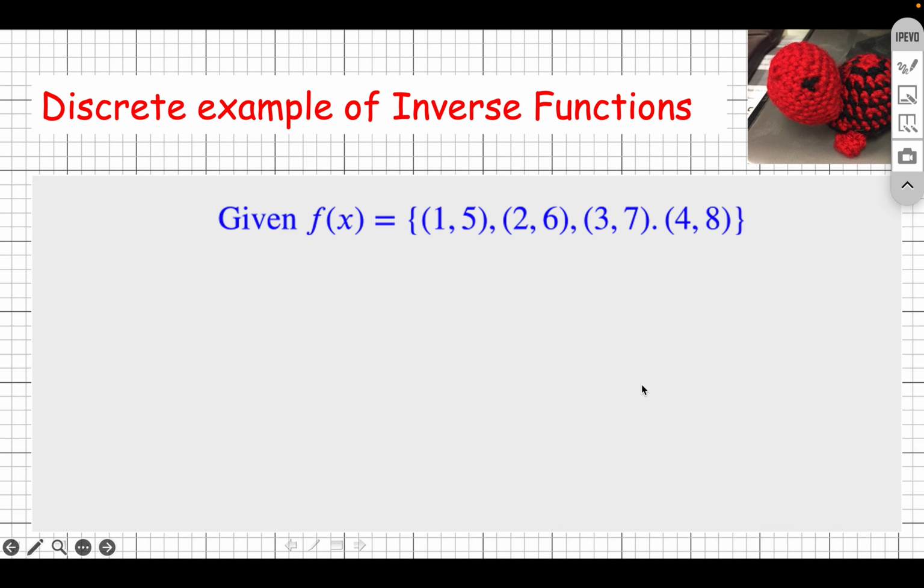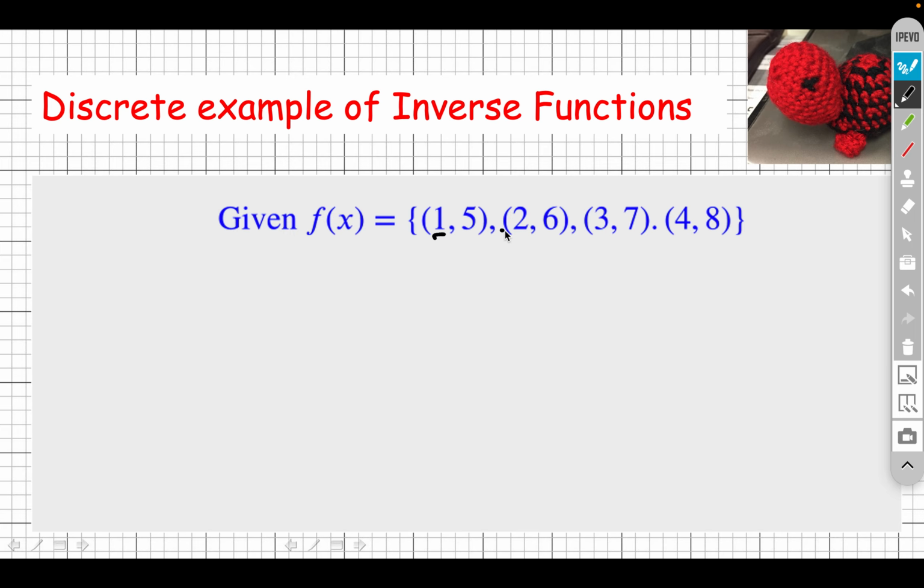So we're going to start off with a discrete example here. F of x equals just these 4 points. So again, my domain is going to be 1, 2, 3, and 4. That's the only things I can plug into function f. But here's my output, 5, 6, 7, or 8.